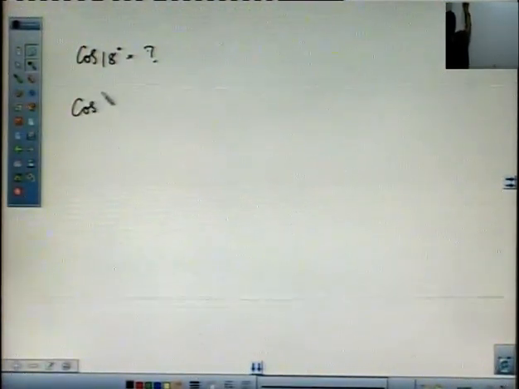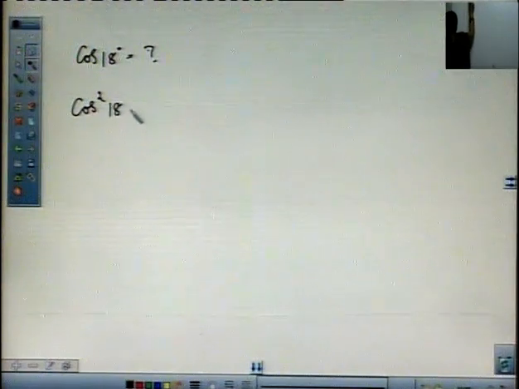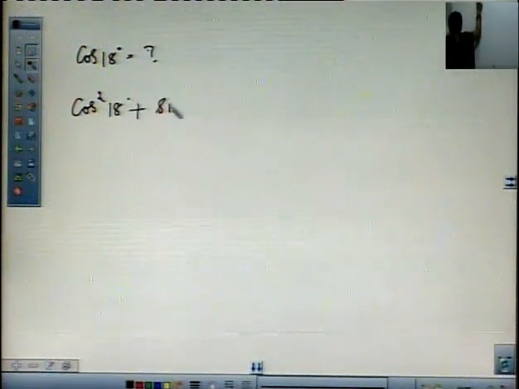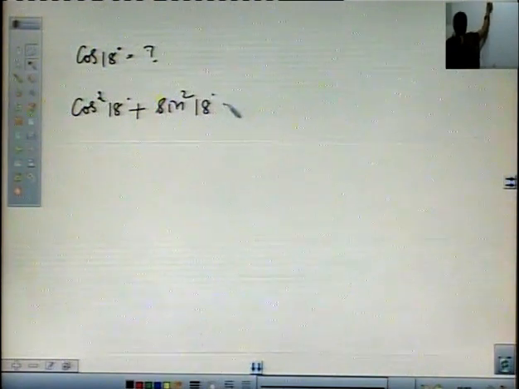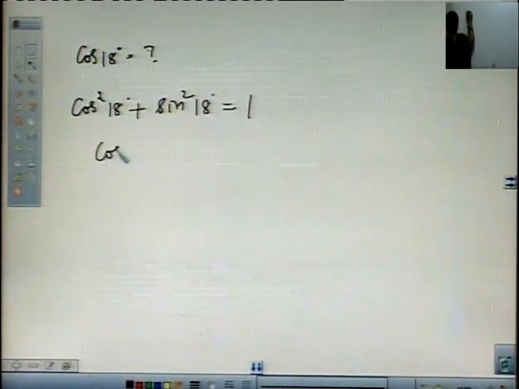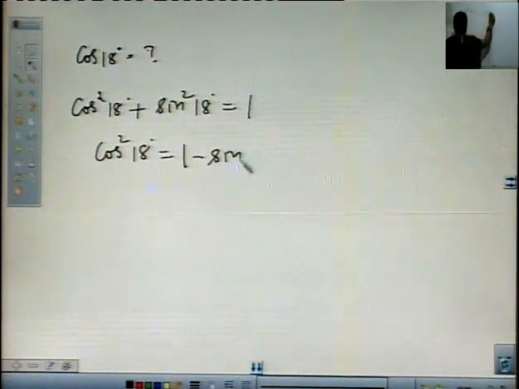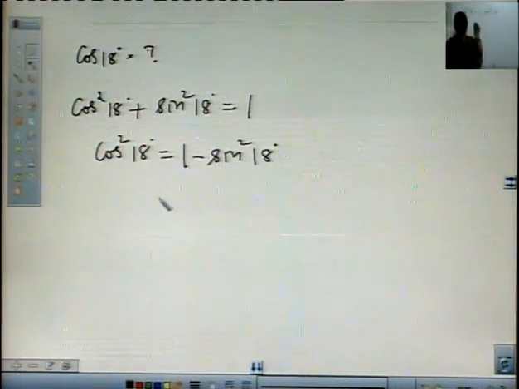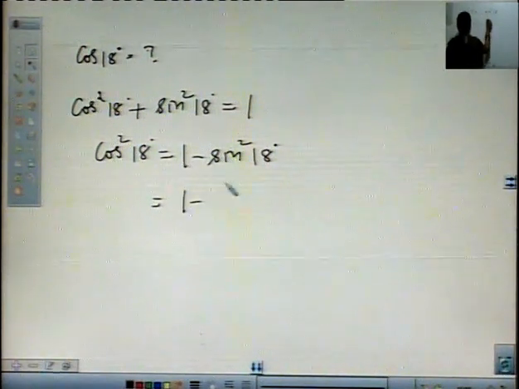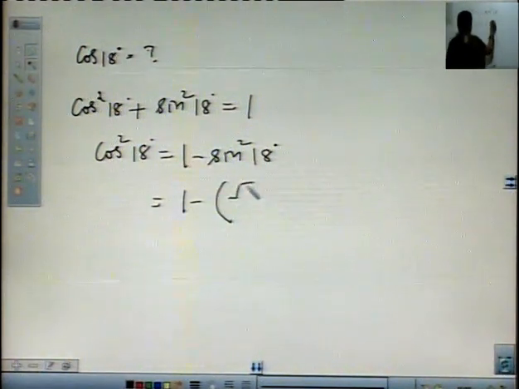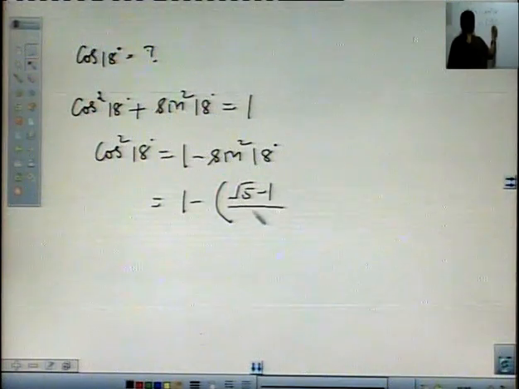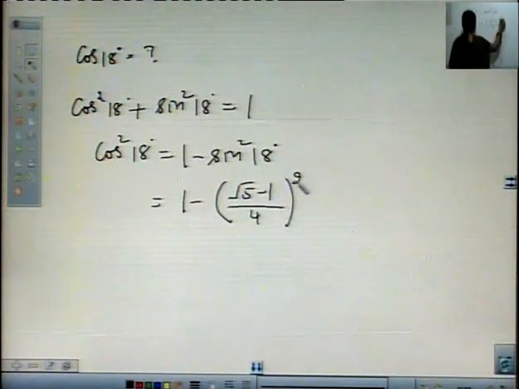We know that cos square theta plus sin square theta is equal to 1, so cos square theta is equal to 1 minus sin square theta, and the value of sin 18 is root 5 minus 1 upon 4.